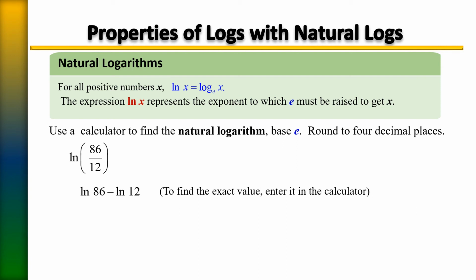So yes, you can calculate it that way and find the natural log of 86 minus the natural log of 12 and press enter. Or from your calculator at the very start, you could have just simply typed it in however you'd like to do it. But what you should get is an approximate decimal of 1.9694.